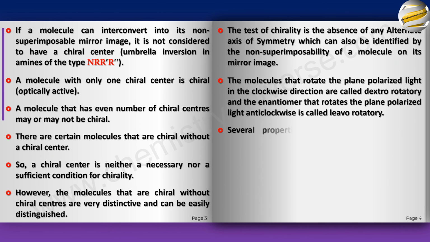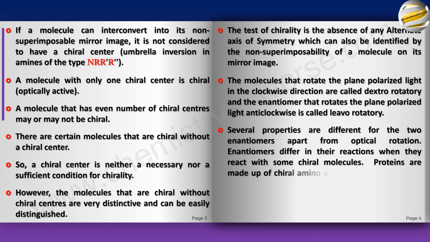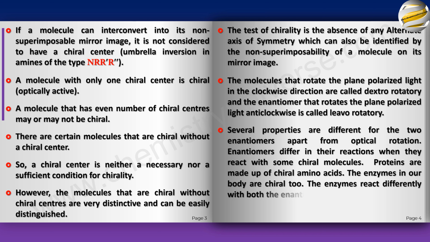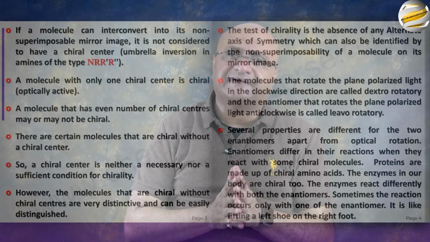Several properties are different for the two enantiomers apart from optical rotation. Enantiomers differ in their reactions when they react with some chiral molecules. Proteins are made up of chiral amino acids. The enzymes in our body are chiral too. The enzymes react differently with both the enantiomers. Sometimes the reaction occurs only with one of them. It is like fitting a left shoe on the right foot. And I think this is a very, very valid example.